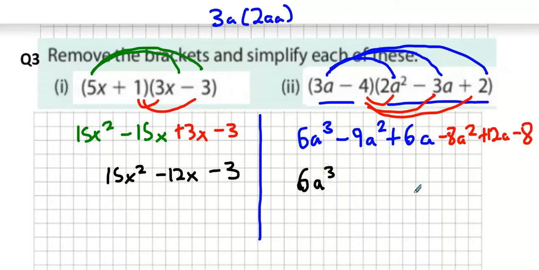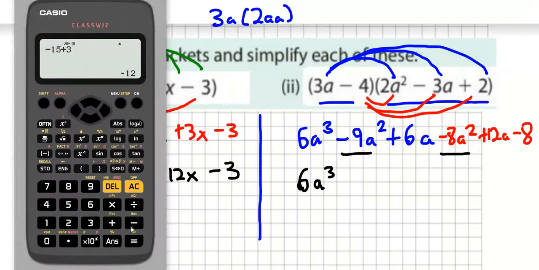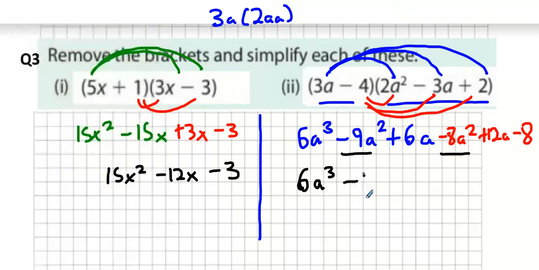6a cubed. How many a squareds do we have? Yeah, it's minus 9 minus 8, isn't it? So I should use the calculator maybe and use that to tell me what's going on. Minus 17 of them. And then 6 plus 12. And then your minus 8. We cool with that? All right.